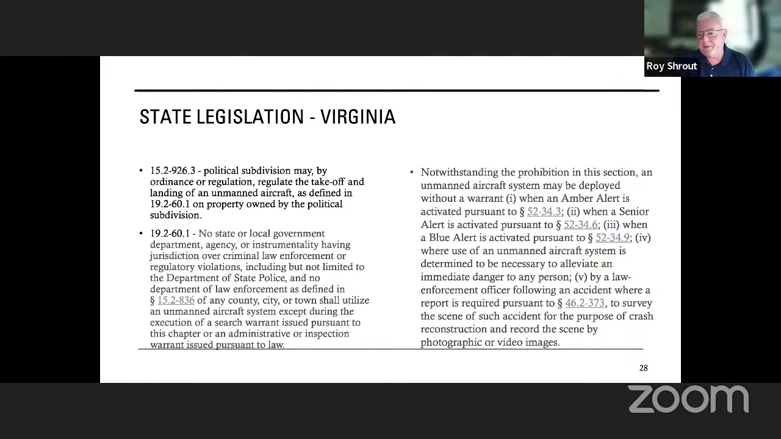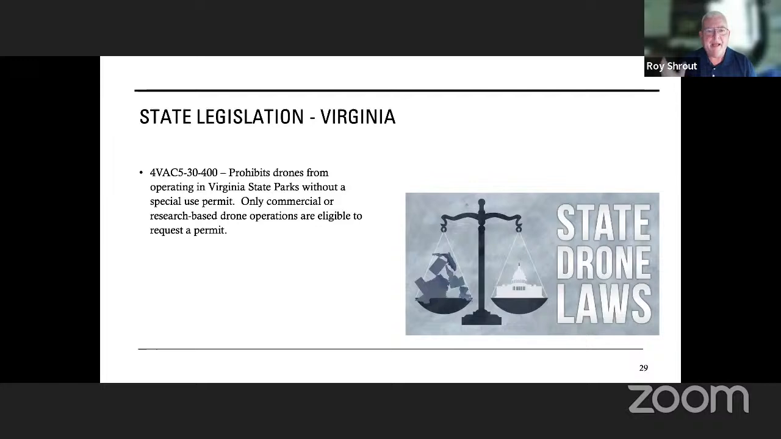So in the Commonwealth of Virginia, there's all kinds of legislation. The first one basically says the political subdivision may by ordinance or regulation regulate the takeoff and landing of the aircraft. This is what our parks did. 19.2-60.1 is the one that we developed our public safety program from. And there's more to this. This is only a snapshot of it, but there are all of the components as far as what you can and cannot do with a drone. At the end of year one, we actually got a change to the law to make it easier for us to fly the drones in a public safety manner. But anyway, that's what it looks like.